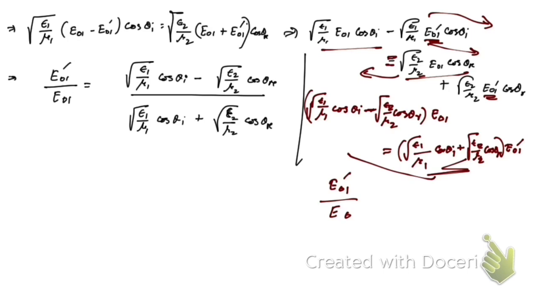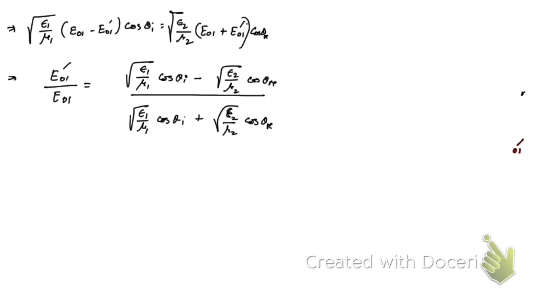Sorry for this disturbance. Okay, now let me clean this page. Now you see what we can do here. So let me use the perpendicular symbol. This denotes that the electric field is perpendicular to the plane of incidence. Okay, so hope you have understood this, right?